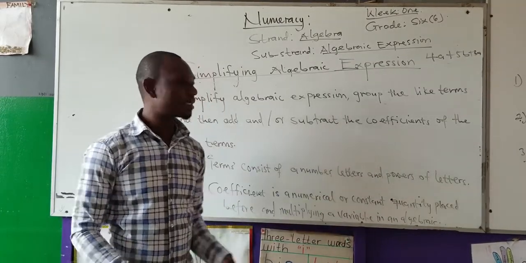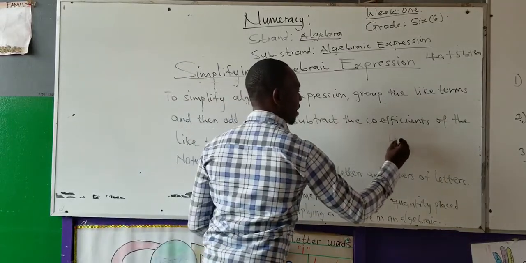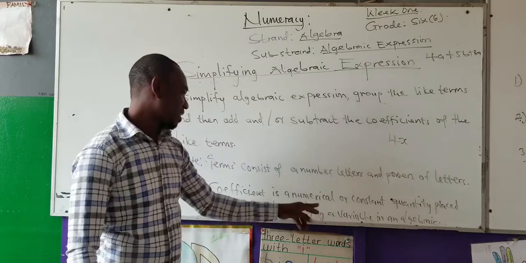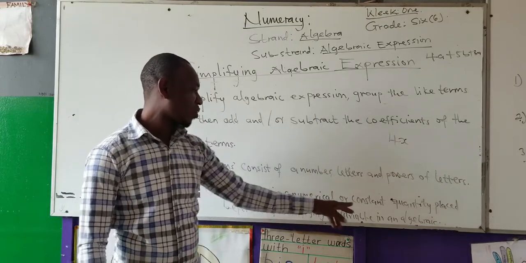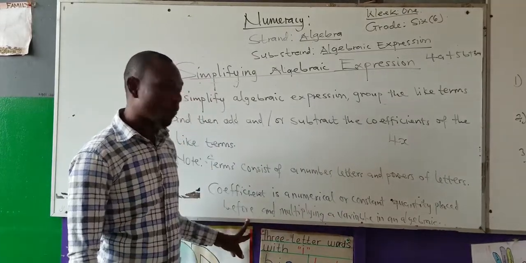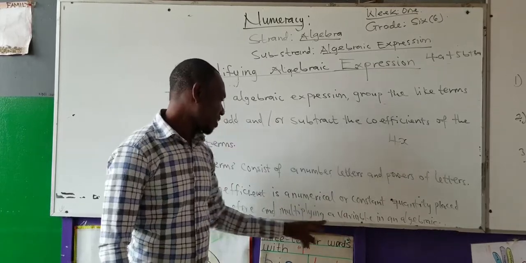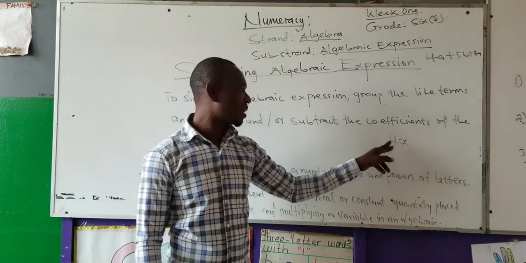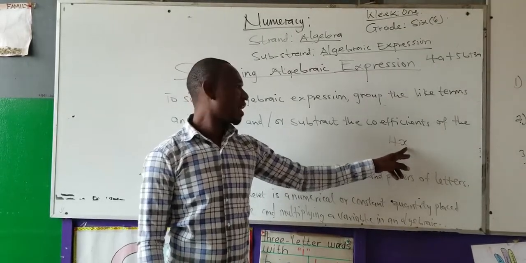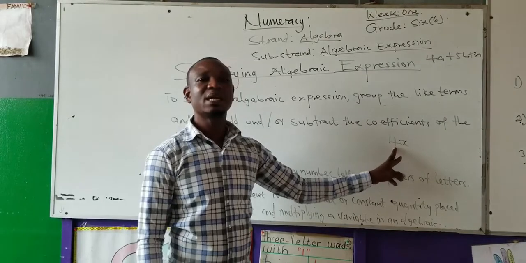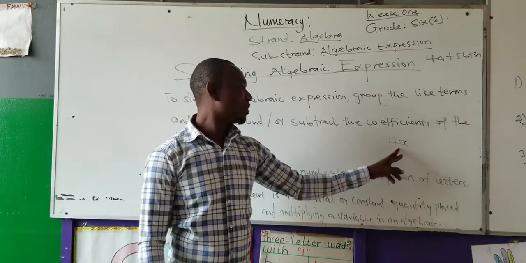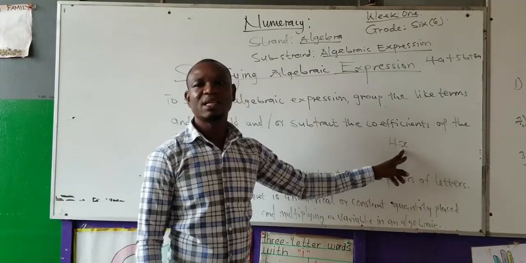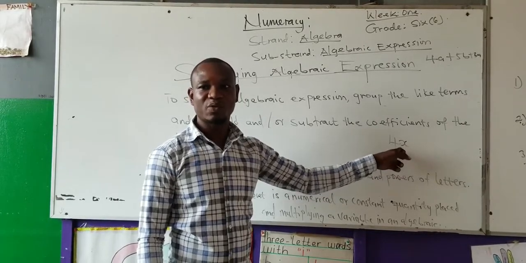Now what I mean is that when I have 4x, the coefficient is 4. Because we are saying that it's a numerical or constant quantity placed before and multiplying a variable. And the variable is the x. So you realize that the 4 is multiplying x. So the 4 here becomes the coefficient, and the x is what? Variable. The coefficient is the number that is placed before an alphabet in an algebraic expression, or the number that is multiplying an alphabet in an algebraic expression. That's the meaning of coefficient.